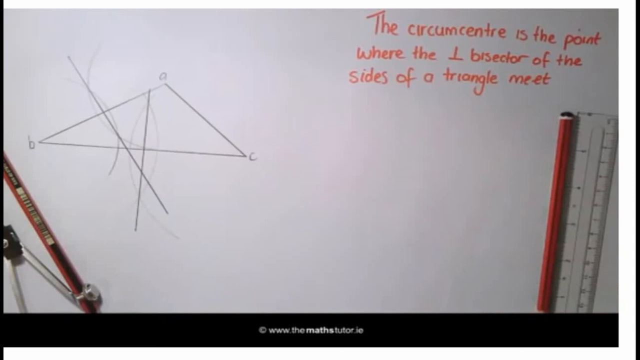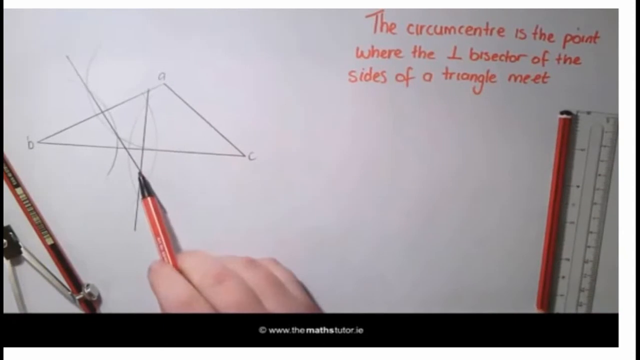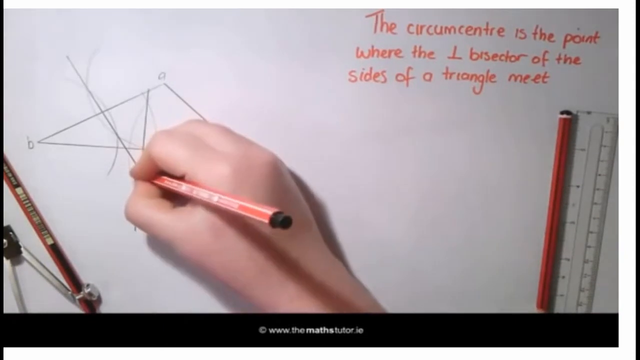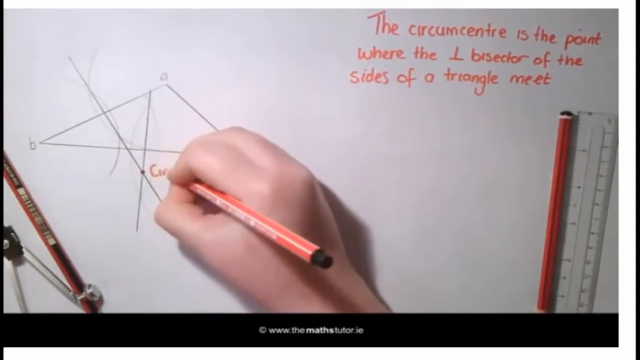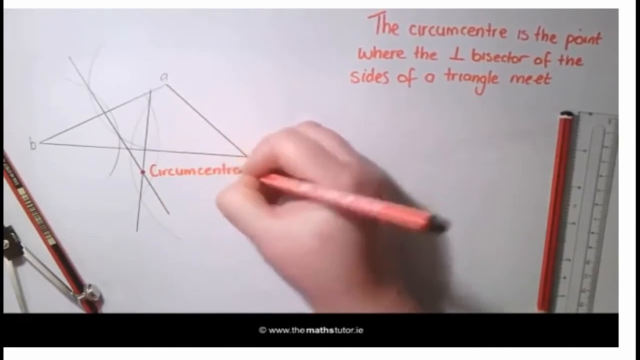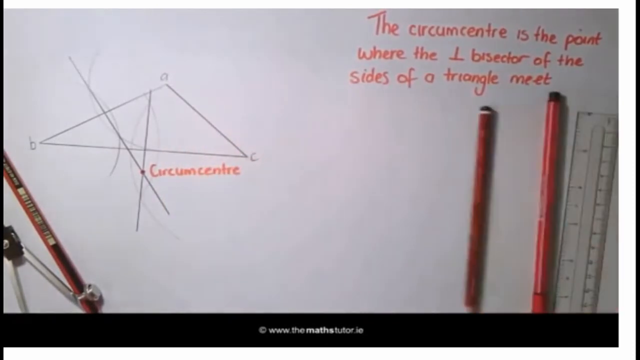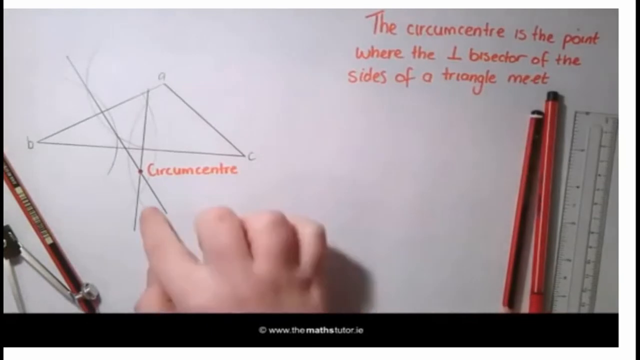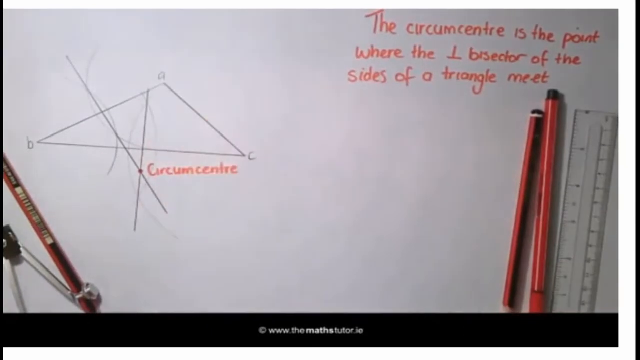Where the two perpendicular bisectors intersect is called the circumcenter of the triangle. Note that the circumcenter can be outside, inside, or on the triangle.